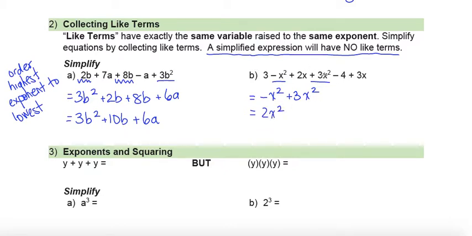And now we need to look at our terms that have an x. So we have a positive 2x and a positive 3x. So 2x plus 3x is equal to plus 5x.